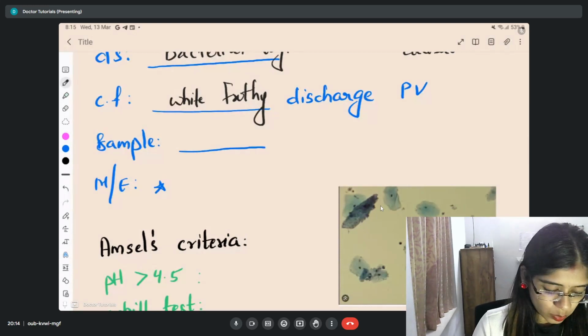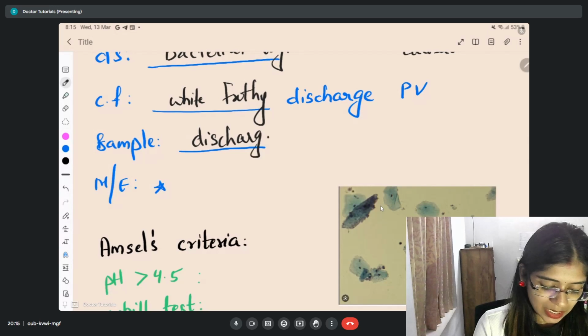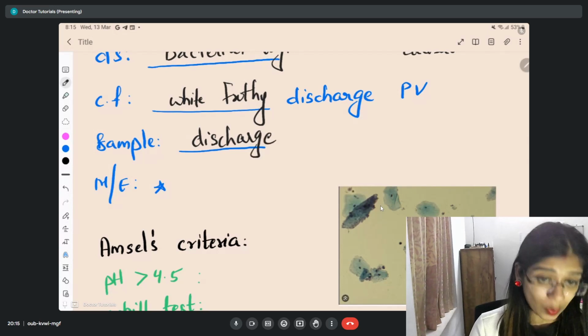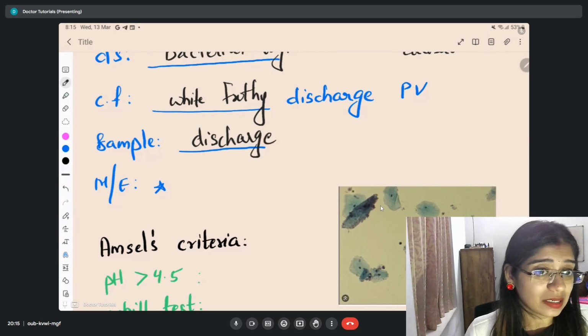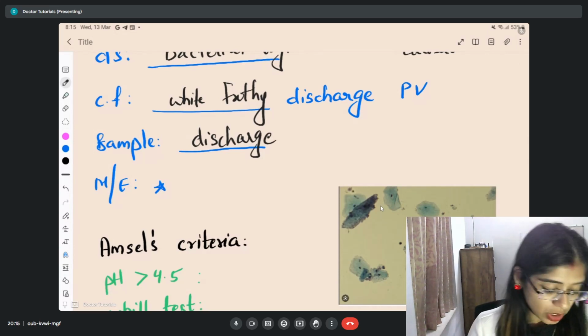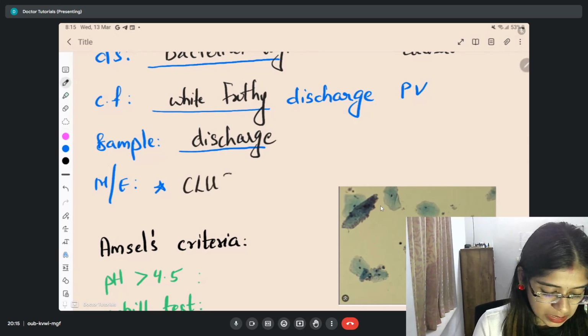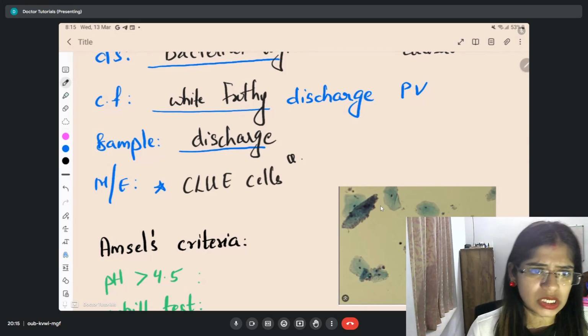What is the sample you will take? You will take that discharge only. You will take a swab of the discharge and you will see it under the microscope. Now, in the microscope, if it is bacterial vaginosis, if it is this bacteria causing her these symptoms, you will see, very, very important, something called clue cells. Don't forget it. Even in your sleep, you should be able to say clue cells. Now, what are these clue cells?